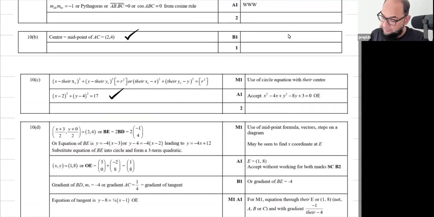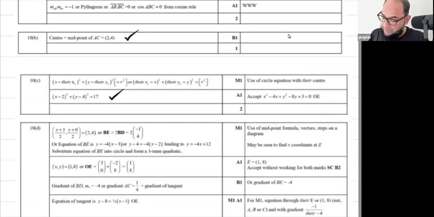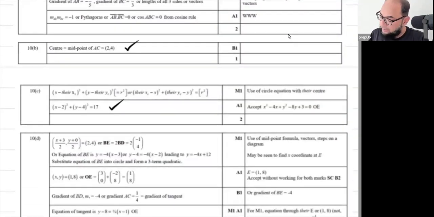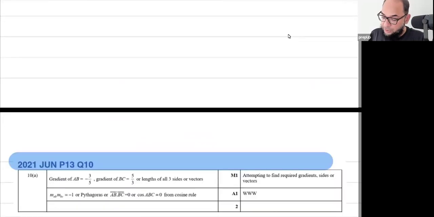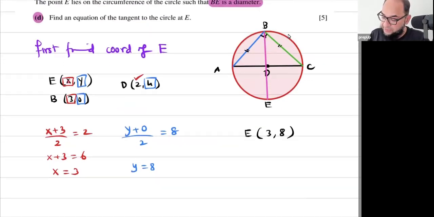What else was there? So now I need to find the equation. We will check with the last thing. And over here, this is (x plus 3) divided by 2. 2 into 2 is 4. It's not 6, it's 4. That's my mistake. So this is 4 right over here. And 4 minus 3 is 1. So this is (1, 8), a small silly mistake. So that is 1 over here. So (1, 8), that is E.